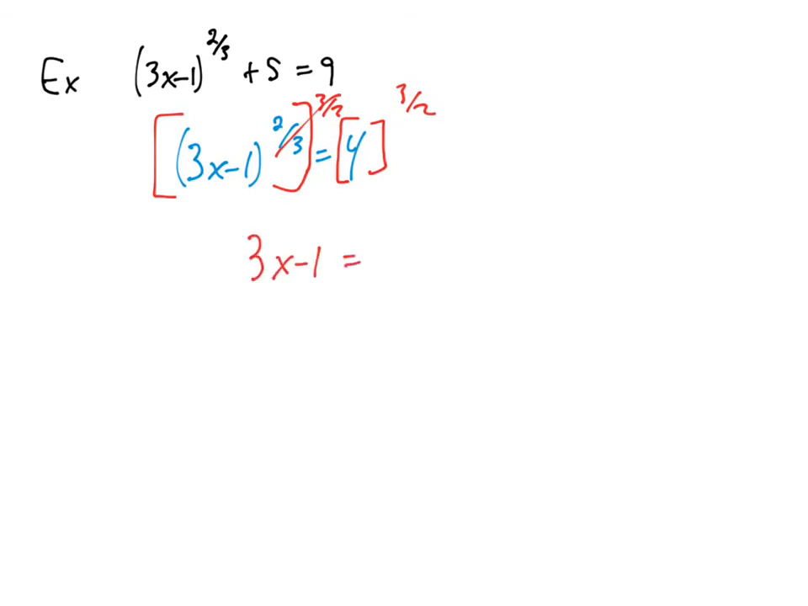On the right, we're going to take the square root of 4, which is 2, then 2 to the 3rd power. 2 times 2 times 2 is 8. We could also do 4 to the 3rd, which is 4 times 4 times 4, which is 64. Square root of 64 is also 8. So we get 3x is equal to 9, x is equal to 3 here.